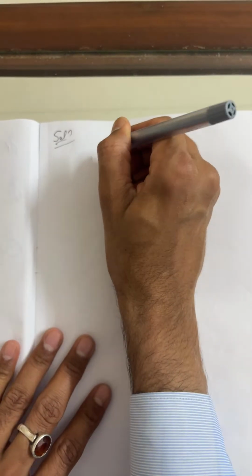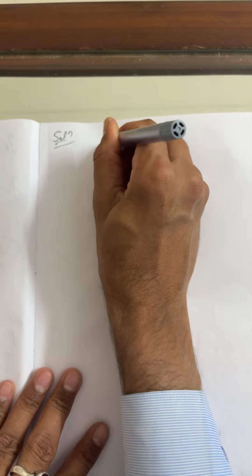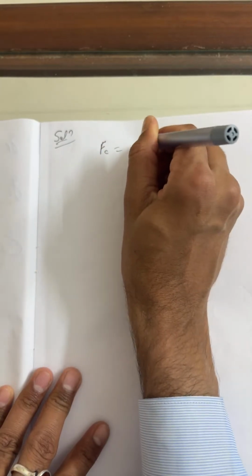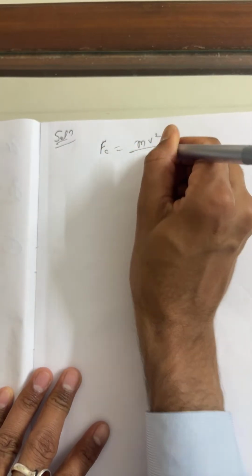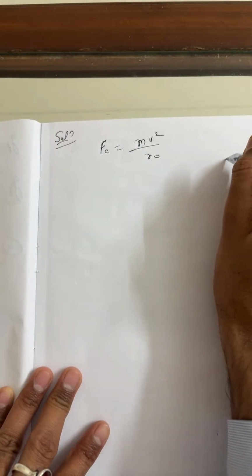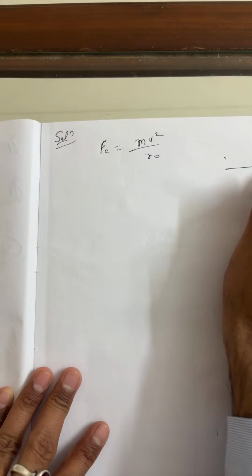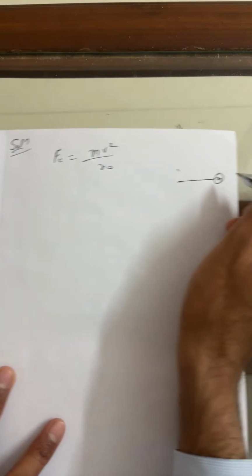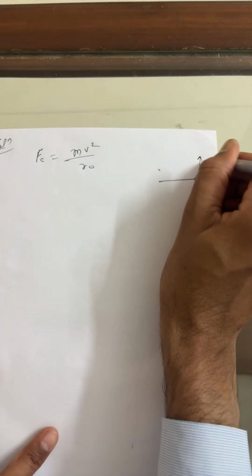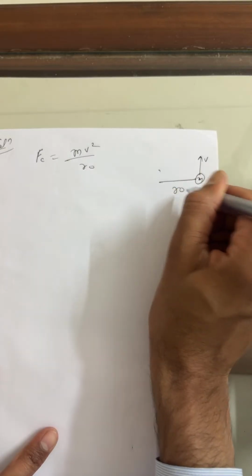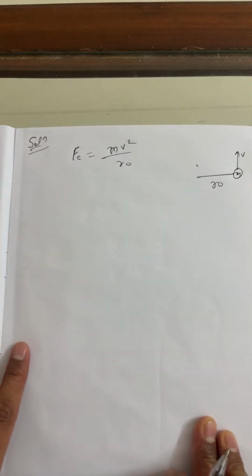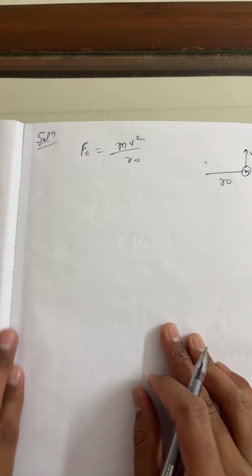So you can write, my dear, that the centrifugal force Fc is equal to mv square by r naught. As I said, students, there is a particle of mass m moving with velocity v, rotating in radius r naught. This is the question basically. I hope all of you know.